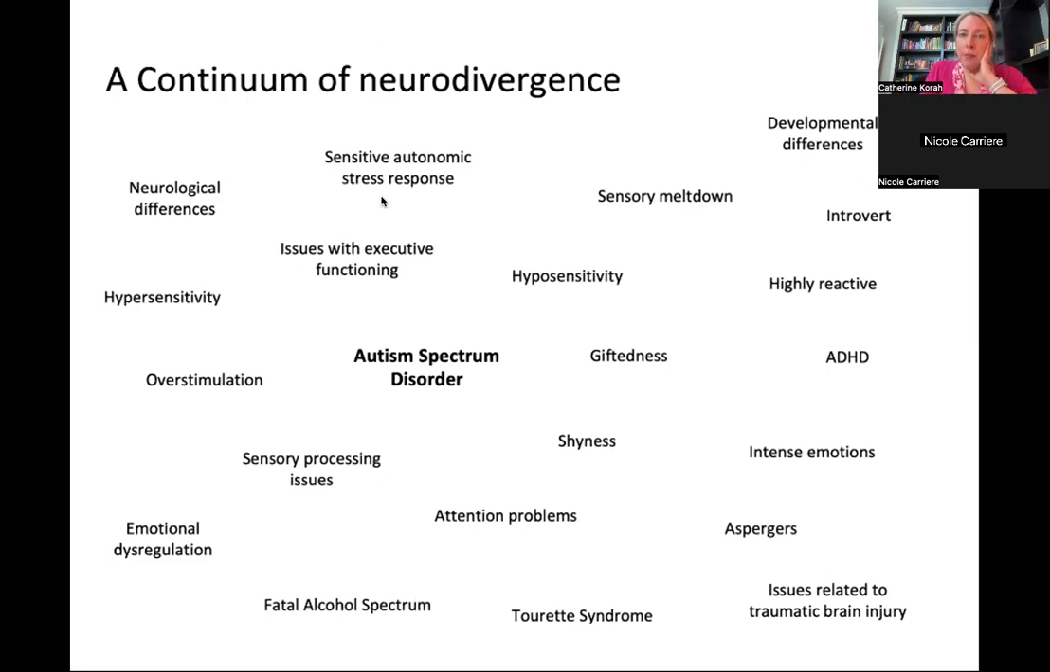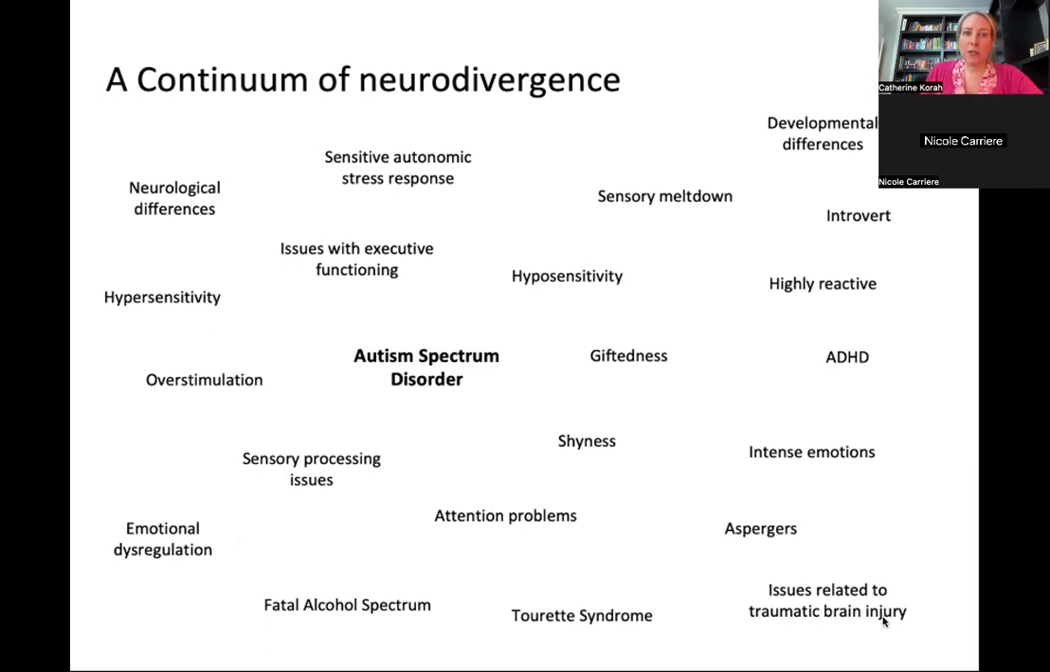And so some of the characteristics that we might see is that they're highly reactive, that they may be introvert, that they've got developmental differences, that they have an autonomic system that is quite reactive and responds quickly to stress, that they have issues with executive functioning, they're hypersensitive, they're overstimulated easily. They have sensory processing issues. They have issues with attention. They get dysregulated easily with their emotions and so forth. And shyness fits into that as well. And so you really see all of that continuum. Oh, and the last piece, sorry, I missed it down here, was issues related to traumatic brain injury.